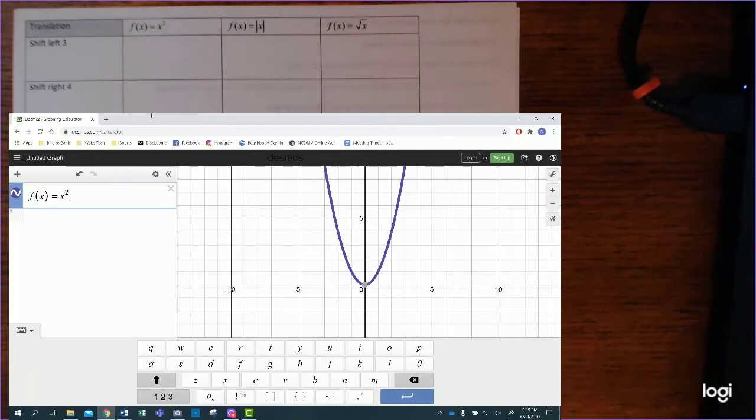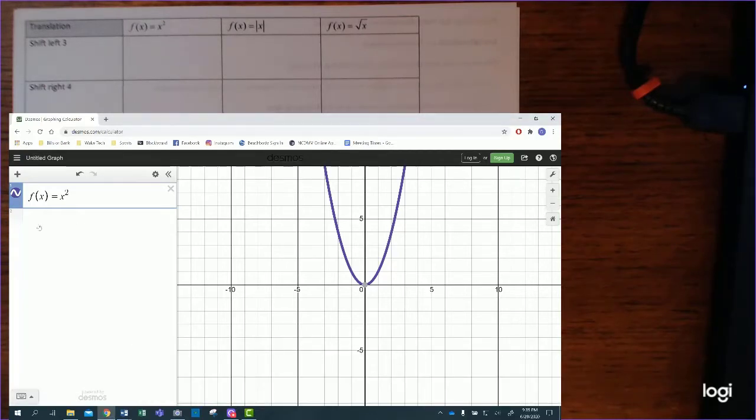Okay, and this is in function notation. This x is my input, and the rule is whatever I put in for x, I'm going to square it, and then out will come an output. Well, according to this note sheet, I want this function to shift to the left 3.